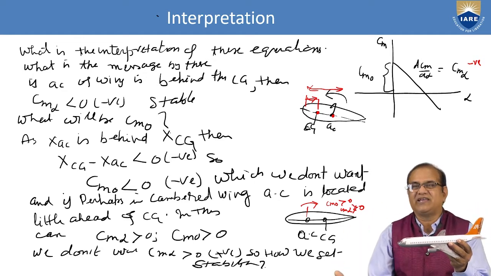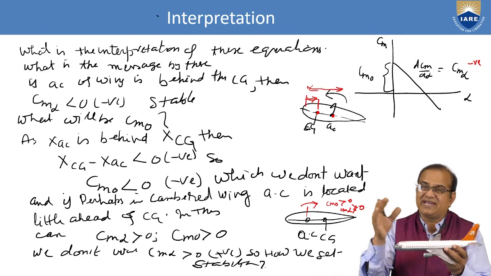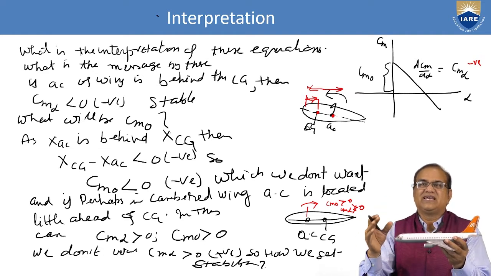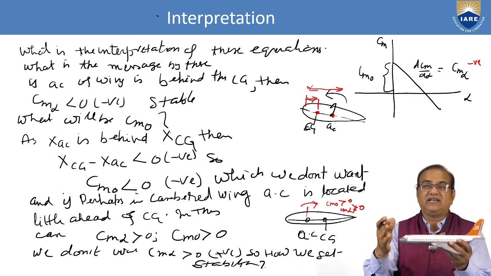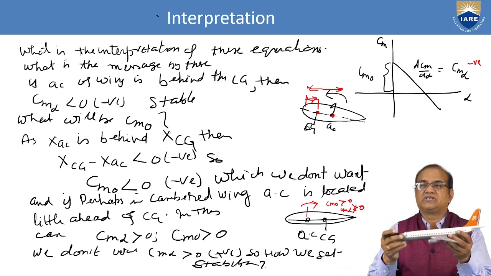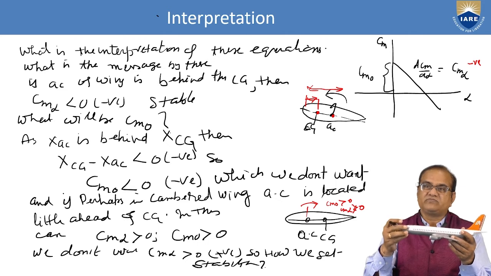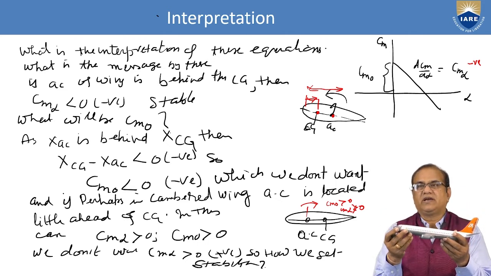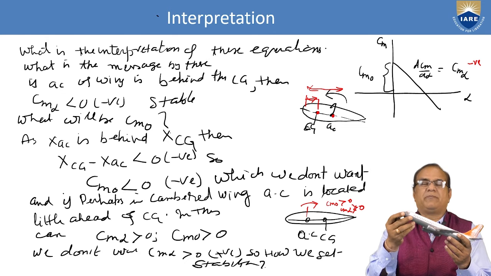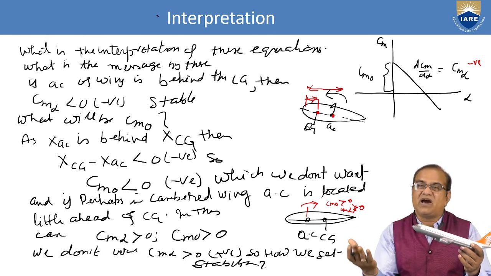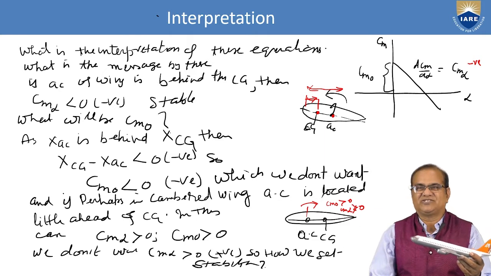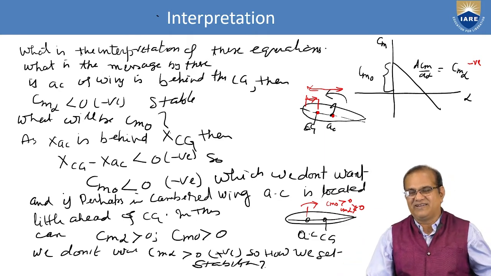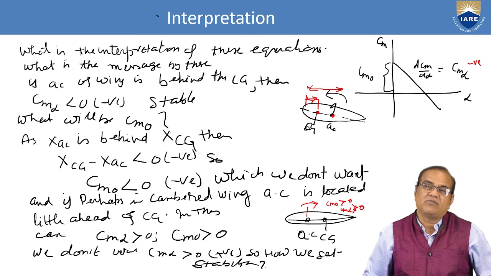But we don't want CM naught negative. In the next case, if the CG is behind the AC, then it will be nose up. It will be making nose up. So the CM alpha is positive and CM naught is also positive. So how to solve this problem?